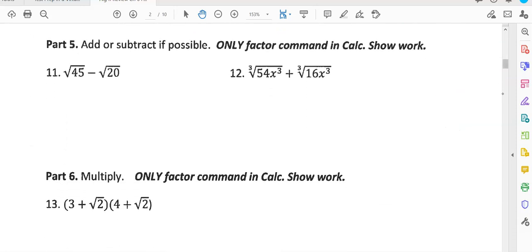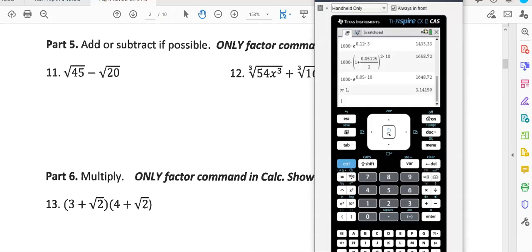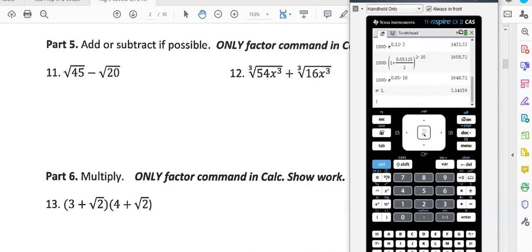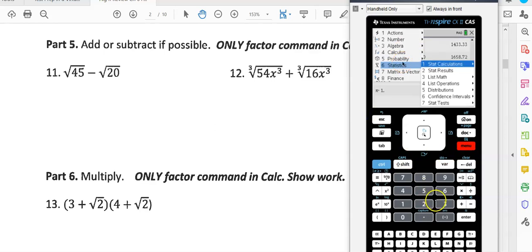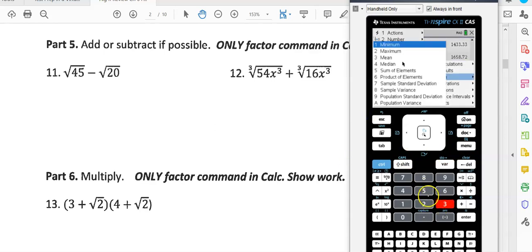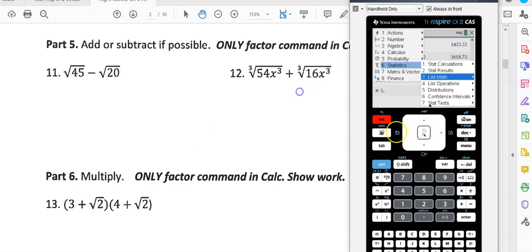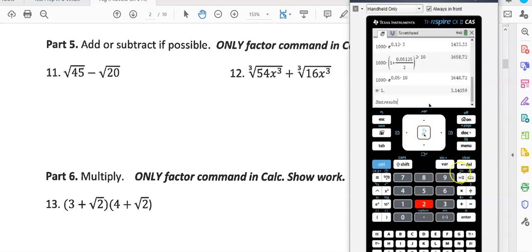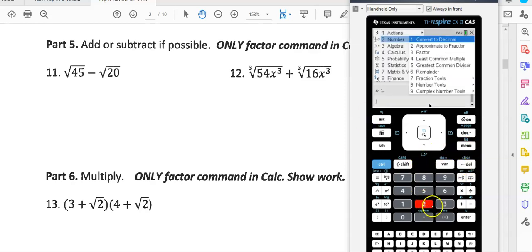Okay, you're hoping, and you can definitely use the factor command in your calculator if you need to for these. So you can bring up your calculator and go, okay, let's do square root of 45. No, not square root of 45. I need, sorry, the factor command, menu 2, 3.